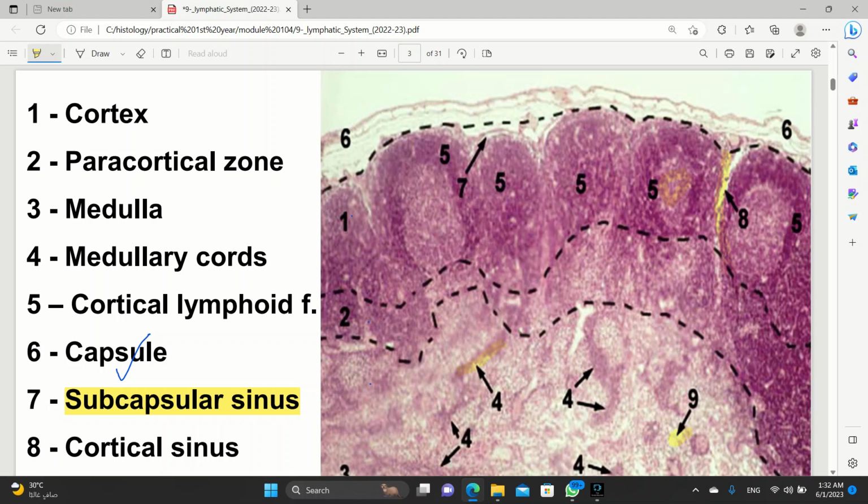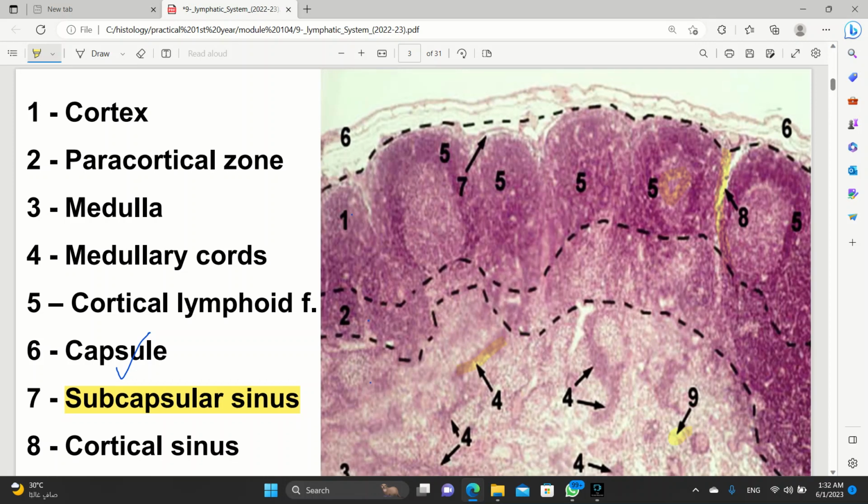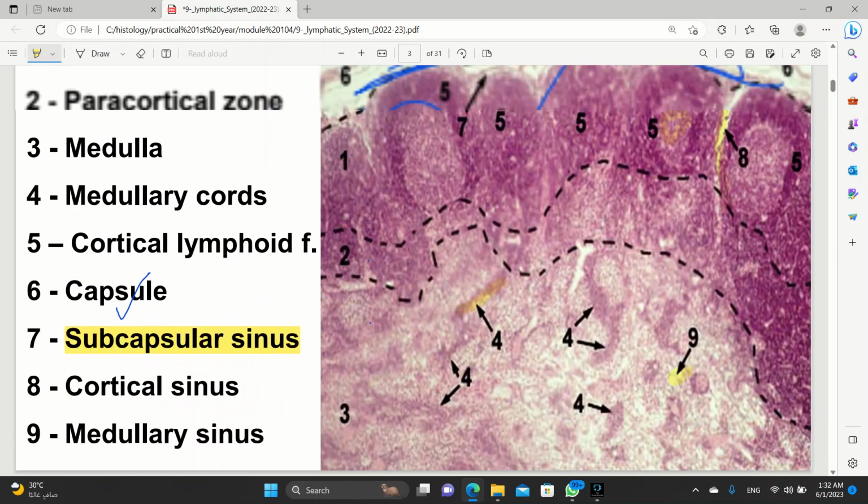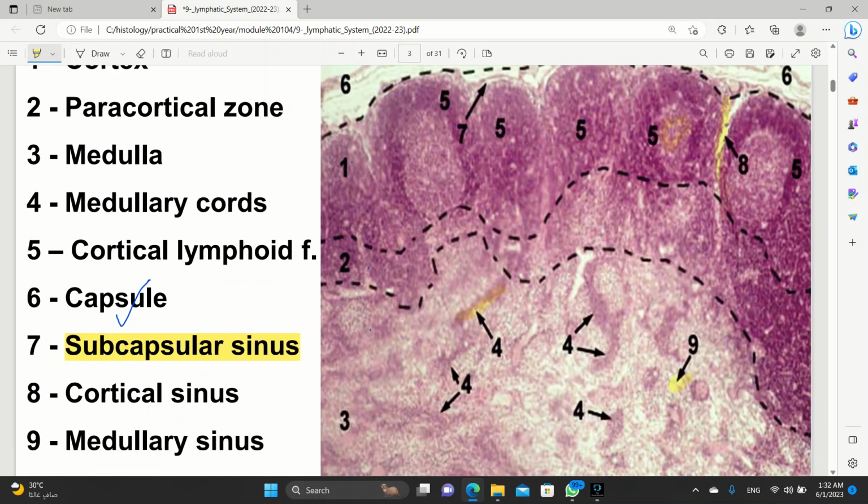Great, so number 3 is the medulla, medullary cords. Here are, and that's the medullary sinus. Perfect. So, let me just remove the highlighter. Yeah. So again, one quick revision. That's the subcapsular sinus. That's the cortical sinus or trabecular sinus.